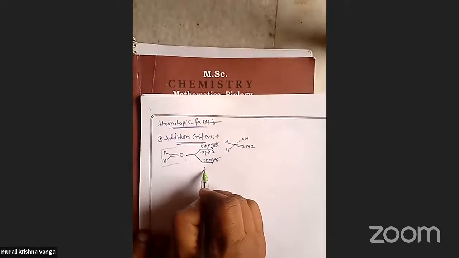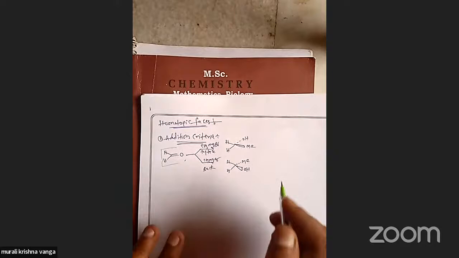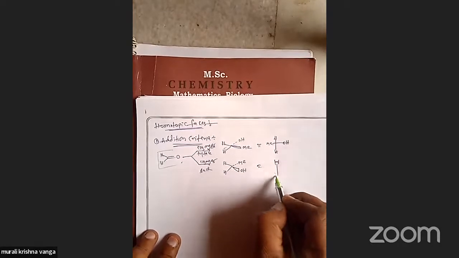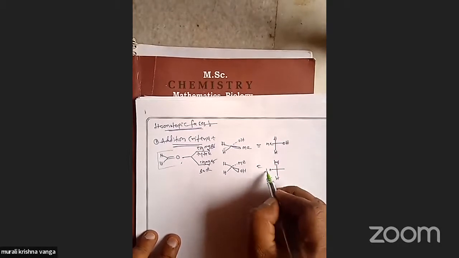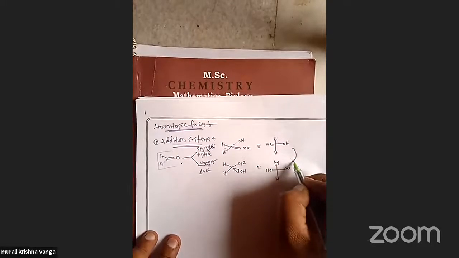If this methyl magnesium bromide approaches from the back phase, then OH comes to the upside and methyl goes to the backside. I am writing these two in Fischer projection formula: methyl comes to the left and OH goes to the right, and here with hydrogen, OH comes to the left and methyl goes to the right side.